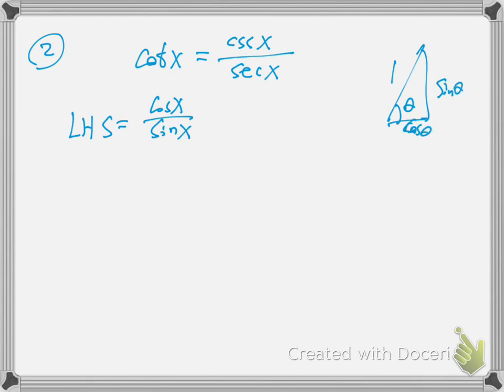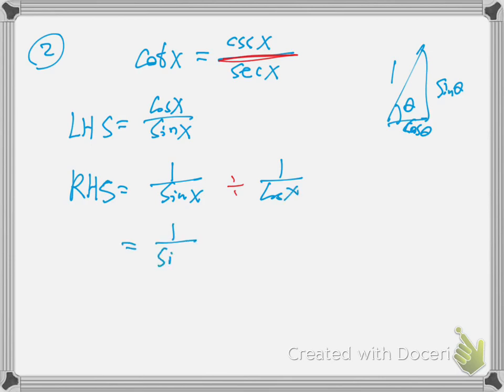For the right hand side, let's change this bar to divide. We have cosecant, which is 1 over sine, and secant, which is 1 over cosine. So now we have to flip and multiply.